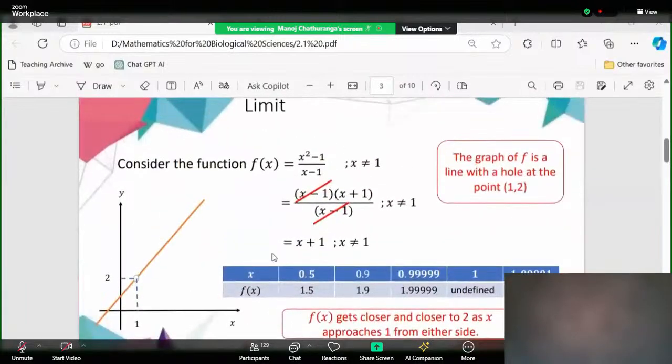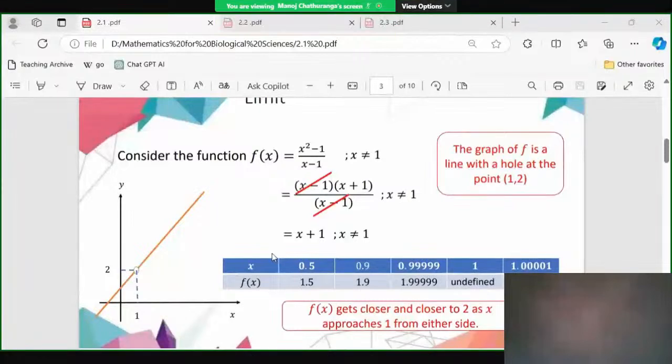But in the earlier example, both the left limit and the right limit are equal. So there is no gap, but just a hole. If there is a hole, both the left limit and the right limit are equal. If there is a gap, that means the left limit and right limit are different. So sometimes these one-sided limits help us to see the difference, whether there is a gap or a hole.